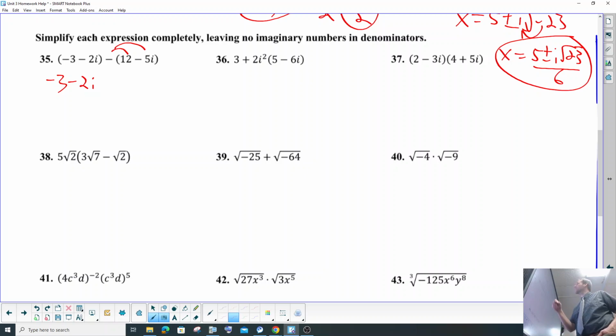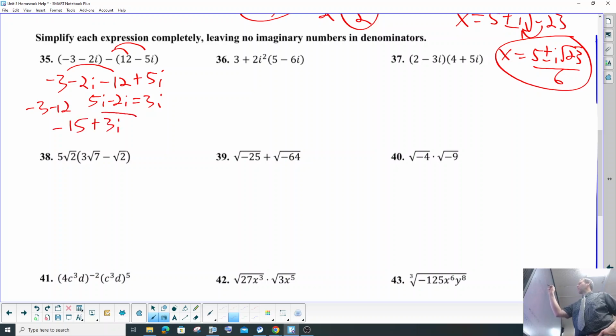So that's a minus 12. Negative and negative is a positive 5i. So we have 5i minus 2i is 3i. And we have a negative 12 with a negative 3, which is negative 15, plus 3i is our positive. Yeah, there we go. Good job.